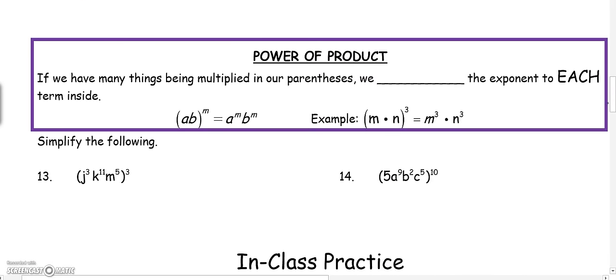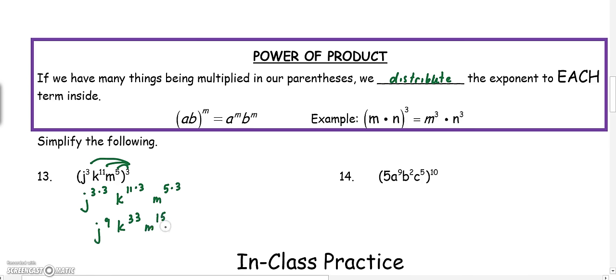The last property is the power of a product. So what happens here is we are going to have a lot of things multiplied. So we are going to distribute the exponent to each term inside. So when we distribute, remember that we're going to multiply if there's already a power there. So I have j to the 3 times 3, k to the 11 times 3, and m to the 5 times 3. I'm going to multiply that all out. I get j to the 9th, k to the 33rd, m to the 15th.